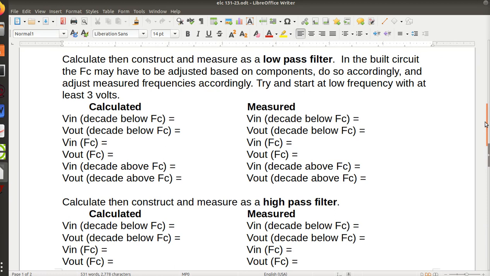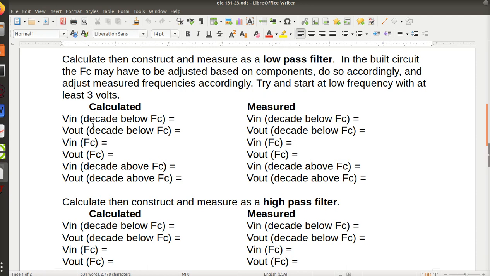So, my VN will be constant. So I'm going to set up a low pass filter and a high pass filter, because here we are as a high pass, here we are as a low pass. My VN will be constant. My V out will change, and what I'm going to do is I'm going to actually use 3 frequencies.